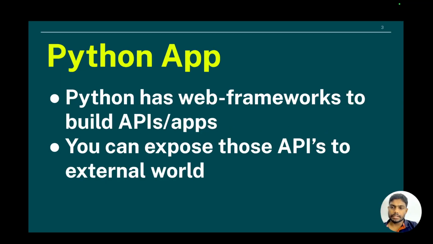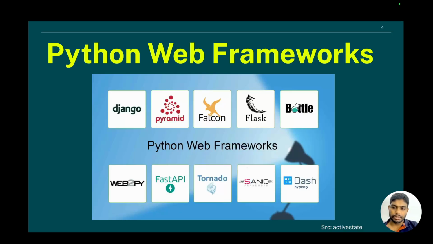Before going into building the module, we will first understand one thing. You can actually build applications using Python. Python has web frameworks to build apps and APIs. You can put a wrapper around your logic, your code, whether it's a data science application, an AI application, or a simple function. If you want external people to use it, you can wrap it into APIs or apps using web frameworks. You can expose those APIs to the external world so that two applications can talk to each other, right? You can do that in Python using web frameworks.